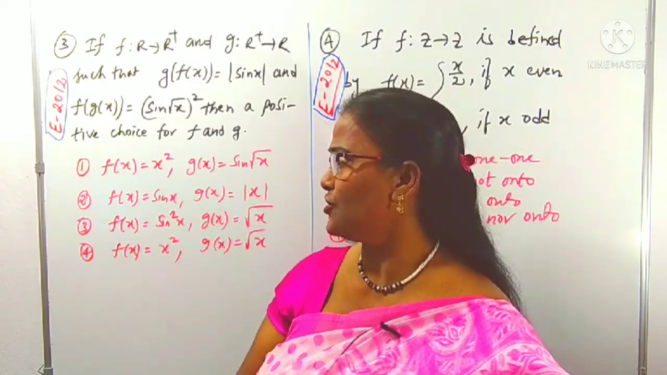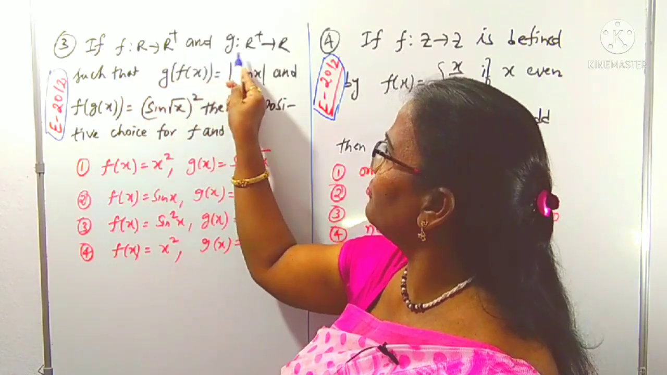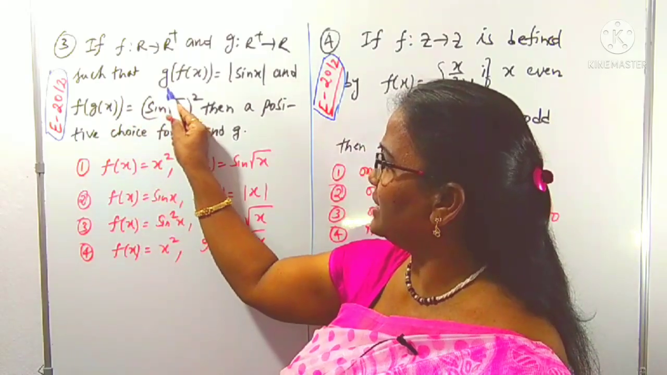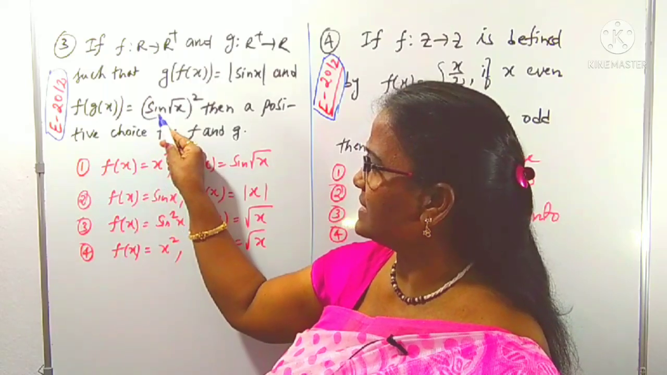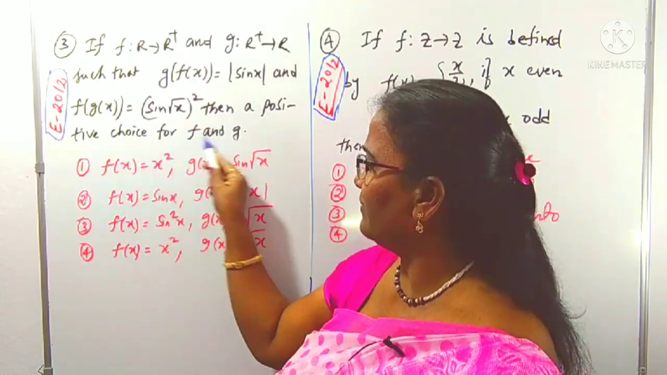For example, question number 3. What is given here? If f from R to R plus and g from R plus 1 to R are two functions such that g of f of x is mod sin x and f of g of x is sin root x whole square, then a positive choice for f and g.